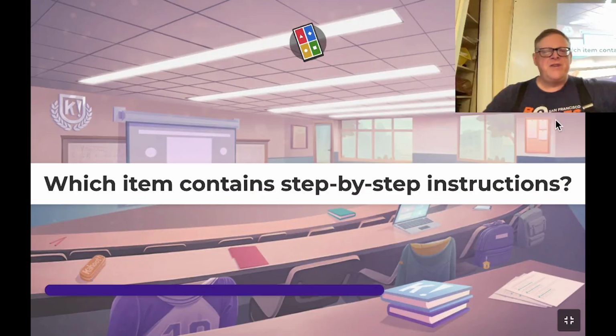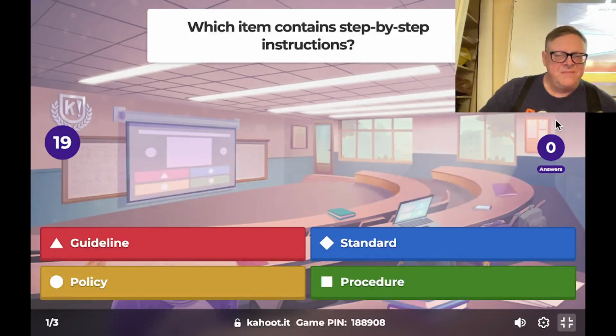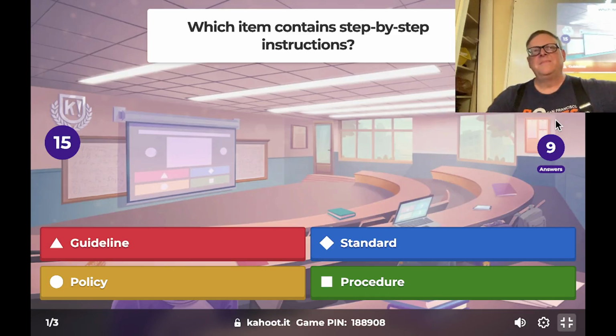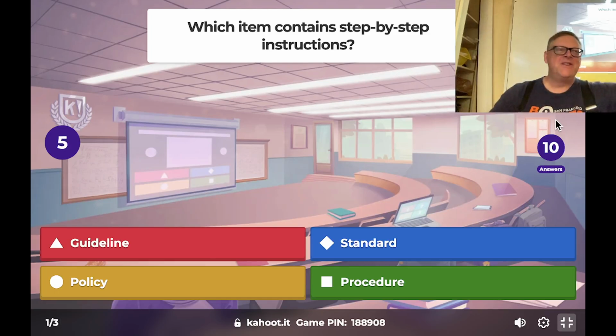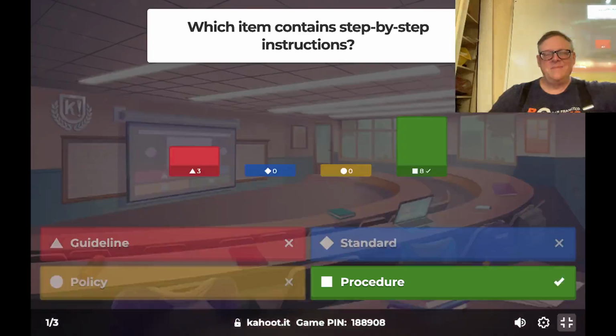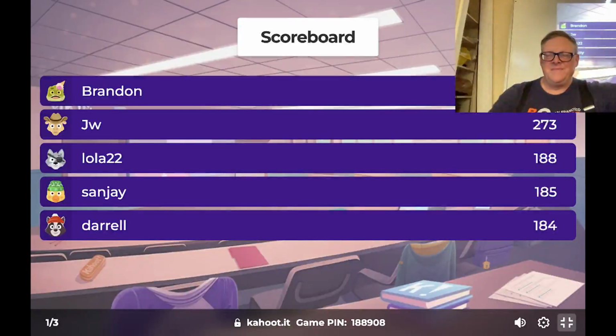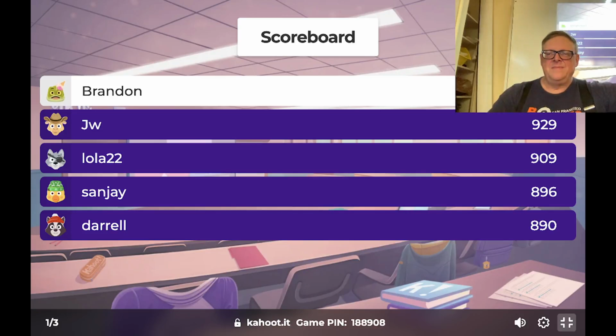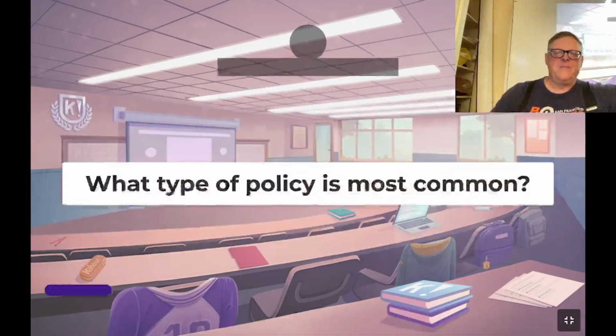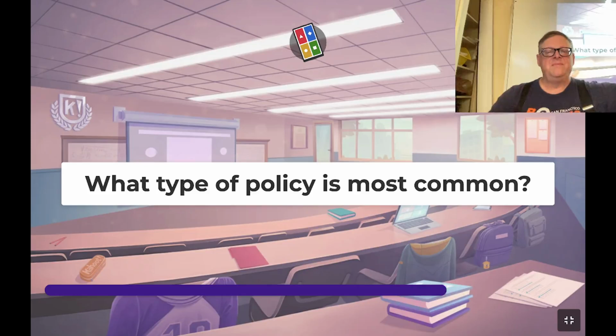All right, so where do you find your step-by-step instructions? Like I say, this is the management stuff, not hands-on technical. This is the CISSP, the kind of thing. All right, that's a procedure. All right. What's the most common policy?